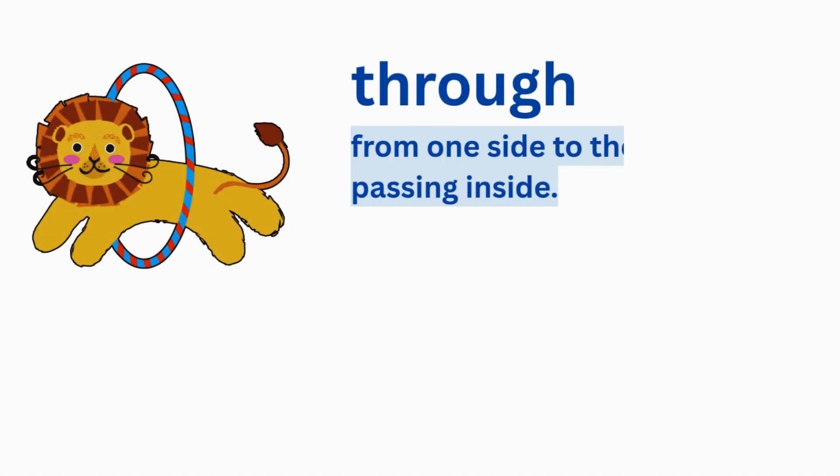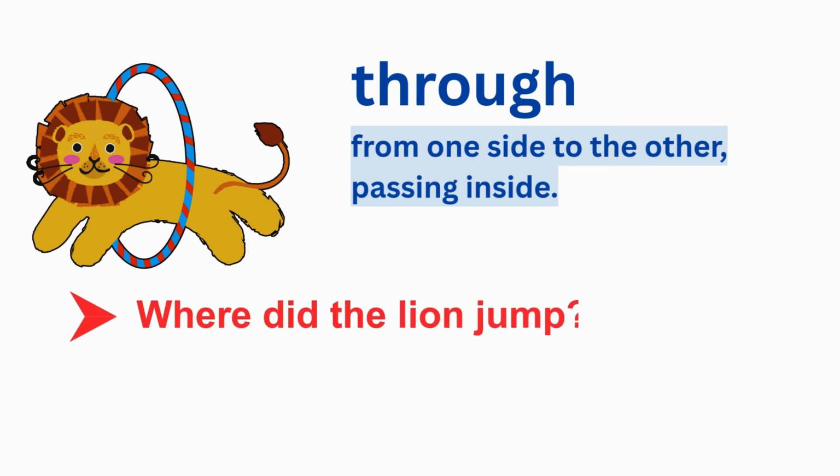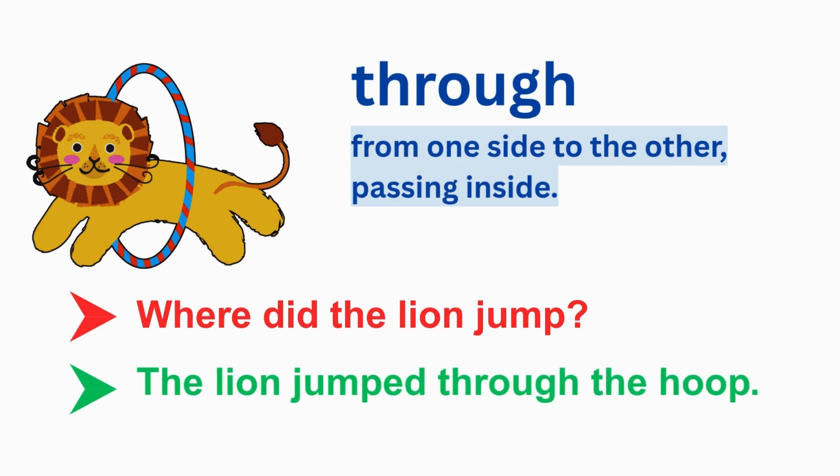Through, from one side to the other, passing inside. Where did the lion jump? The lion jumped through the hoop.